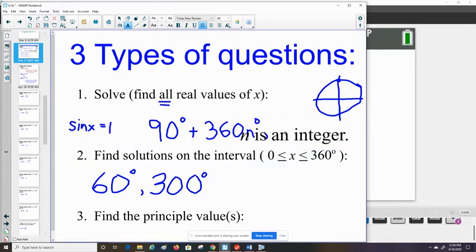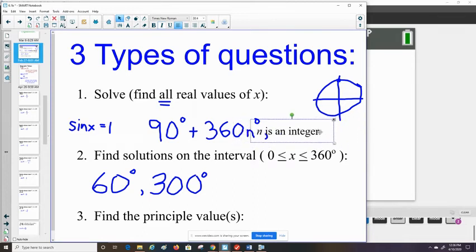And this is my way of saying there's an infinite number of solutions. One of them is 90 degrees, and then I could add 360 any integer number of times. And an integer is a whole number, but it could be positive or negative. So maybe I add 360 once or twice or 10 times or 52 times or negative 5 times, because n is allowed to be negative also. We're not going to deal a whole lot with this one, but I just wanted to make you aware that if it asks you for all real values, you end up with this type of expression.